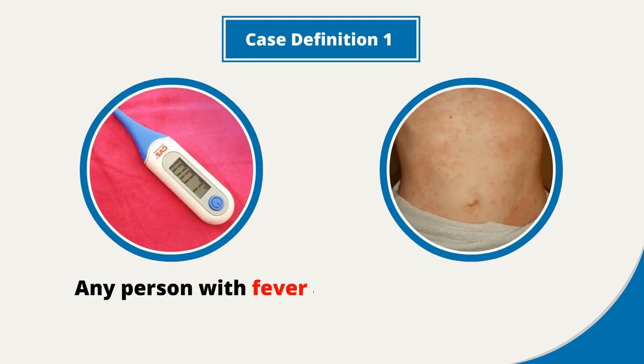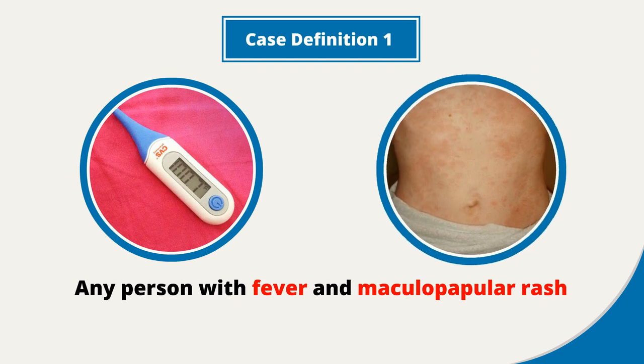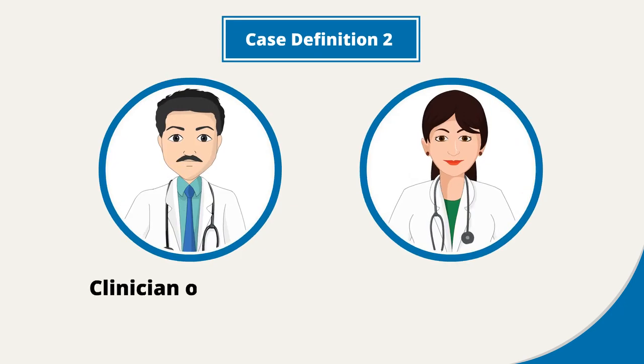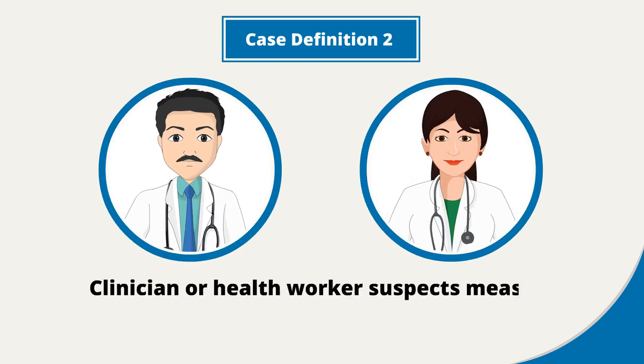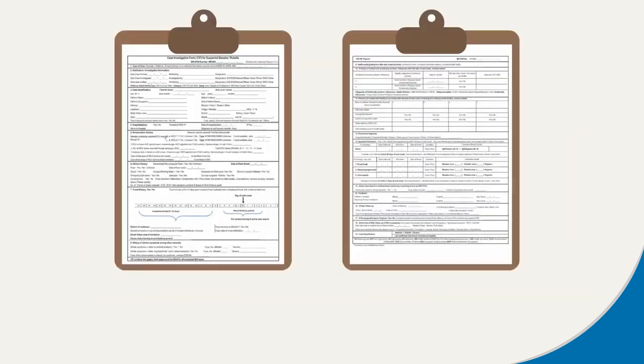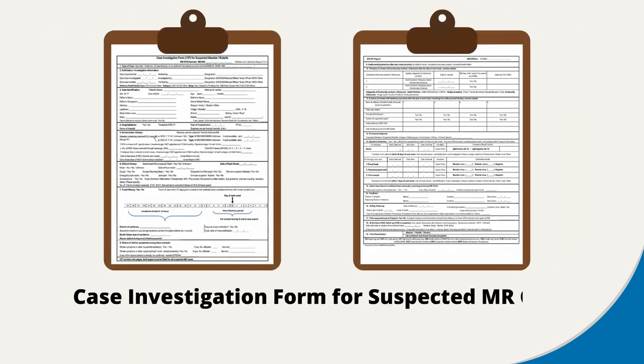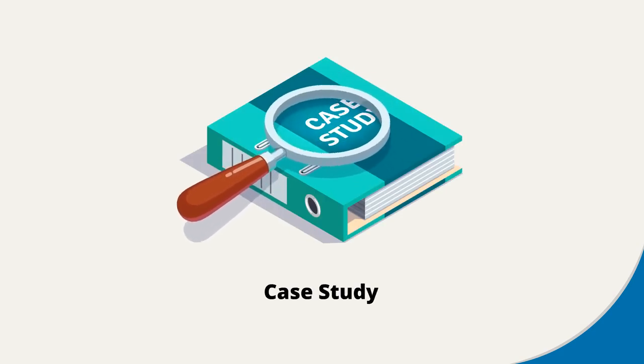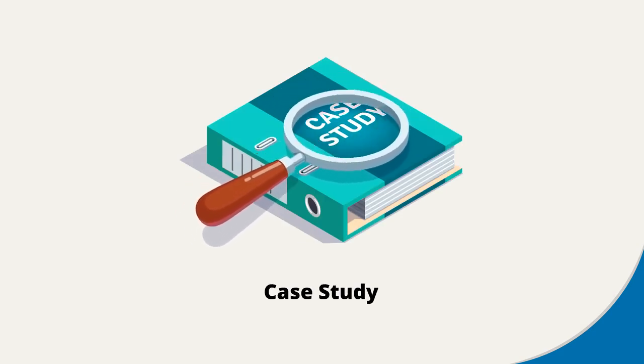CIF has to be filled for all the cases having fever and maculopapular rash in last 90 days, or if clinician or health worker is suspecting it is a case of measles or rubella. Let's now learn how to fill the form through a case study reported by a health facility.